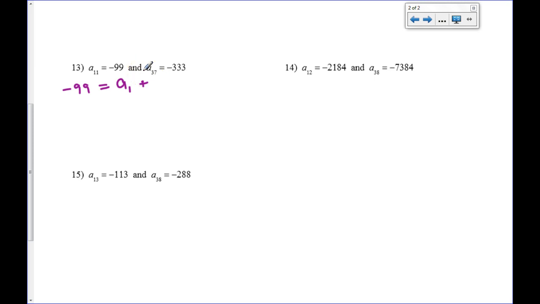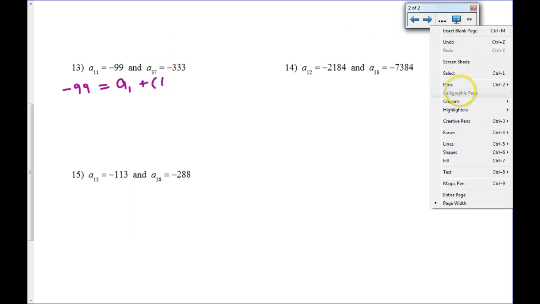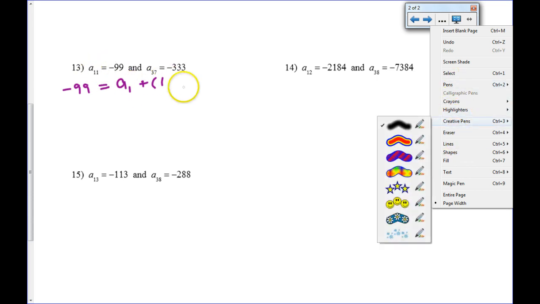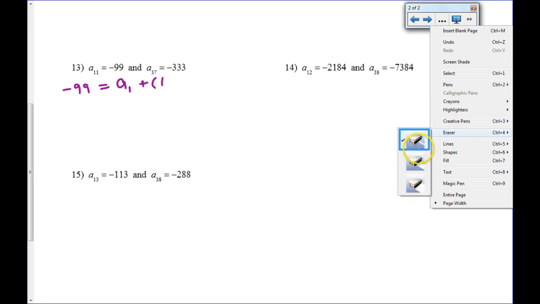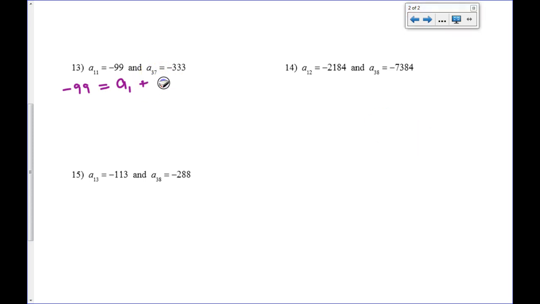What's our n this time? It's 11, right? So if n minus 1, it should be 10d. Yep. Because that's my sub letter. I'm at step 11. But isn't your D a constant? We don't know the D yet. Nope, we're trying to find out what d is.